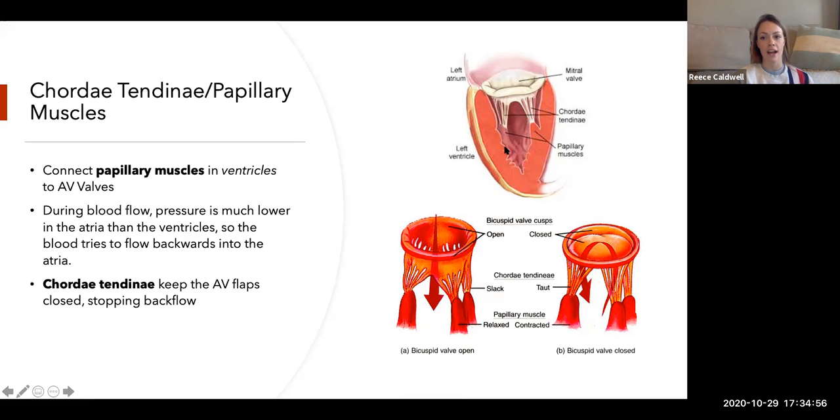So what we see is that during blood flow, pressure is much lower in the atria than the ventricles. So we have a lot higher pressure in the ventricles because the atria are just pumping blood right down to the ventricles. The ventricles have to pump blood to the lungs and then to the body, which is a really big contraction. So that pressure is much higher in the ventricles and much lower in the atria. So blood will try to flow backwards into the atria. If something has a lot higher pressure, it's going to want to come out. So those chordae tendineae, whenever that needs to happen, will contract, or those papillary muscles will contract, pulling those chordae tendineae and closing those valves.